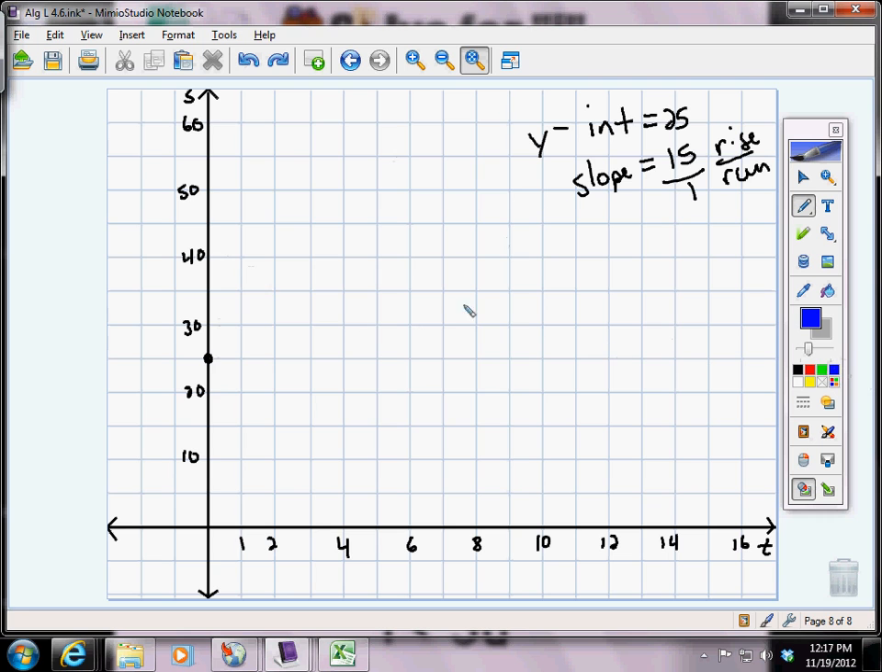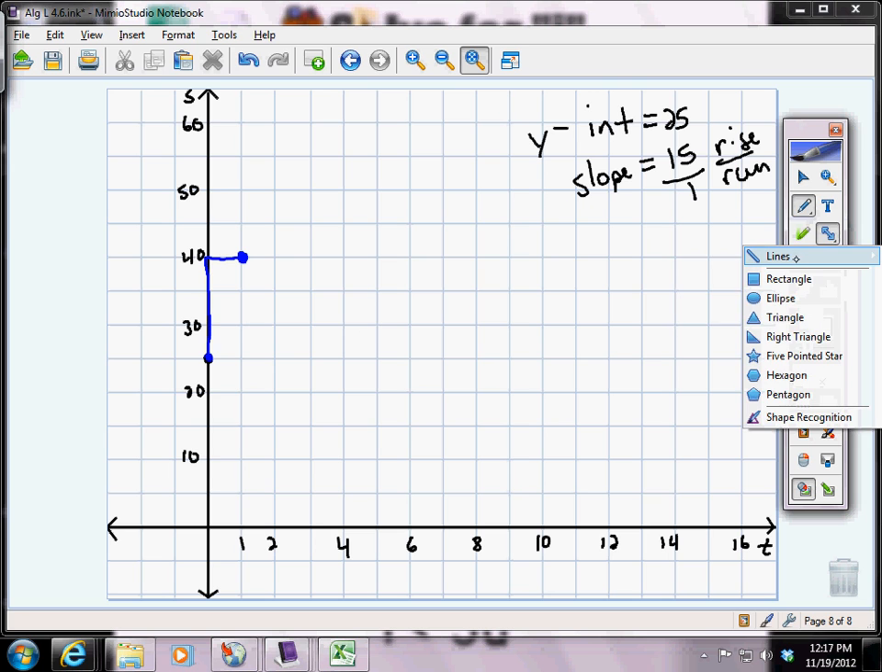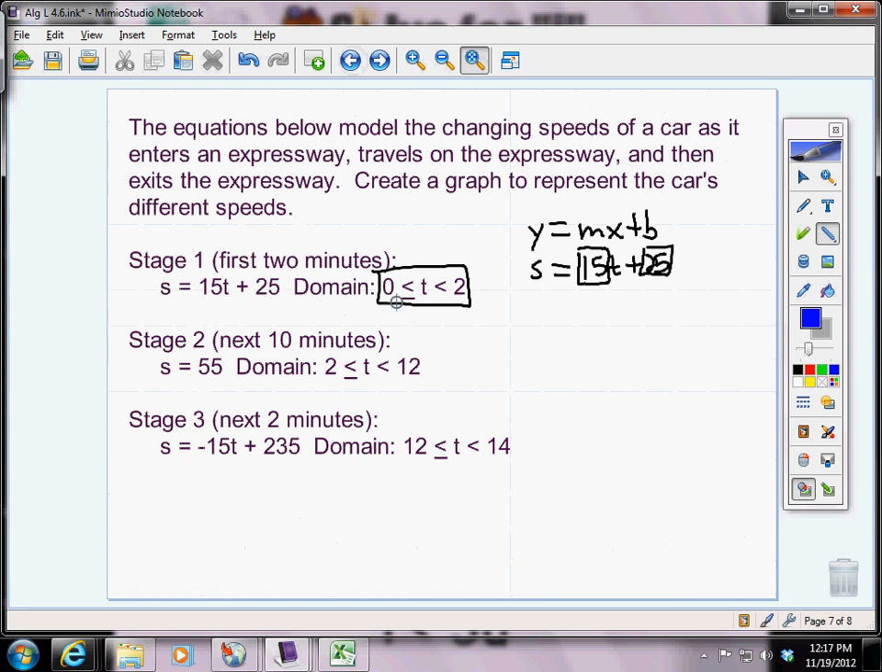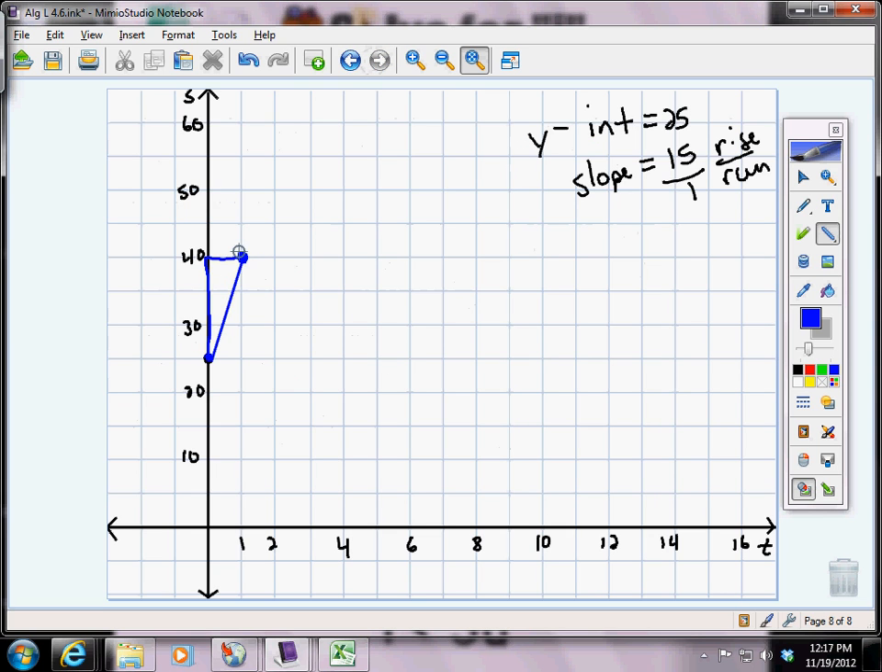Put it in different colors so you can see it. So from our y-intercept, I'm going to go up 15, 5, 10, 15 over 1 unit. So I'm going to draw a line from there to there. But now it says we do that for the first 2 minutes. So from here again I'm going to go up 15 over 1. Now what you can see when you extend that line is we end up right there. So for the first 2 minutes, that's what I'm traveling.